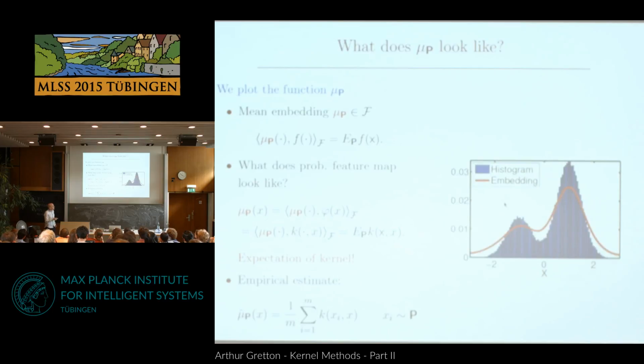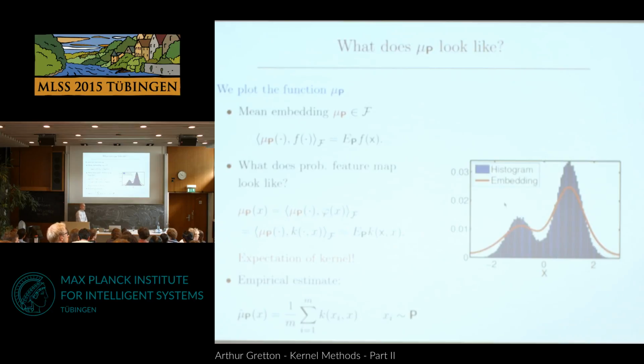So let's plot this. Here is my probability distribution. This red function here is my mean embedding evaluated at x, okay? So basically, I take the expectation of my kernel with respect to this probability, and then I get a smooth function. So it's like a blurred out version of my original probability.